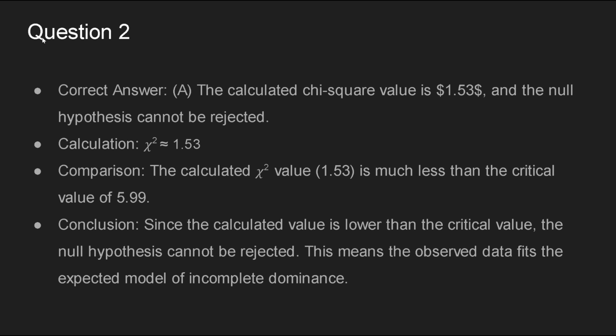So, the correct answer choice is option A. The chi-square value is 1.53 and the null hypothesis cannot be rejected. So first, after we do our calculation, the value that we get for chi-square is 1.53. And this value is much less than the critical value of 5.99, which is provided right over here. So because the calculated value is lower than the critical value, the null hypothesis cannot be rejected, and this means that the observed data fits the expected model of incomplete dominance.